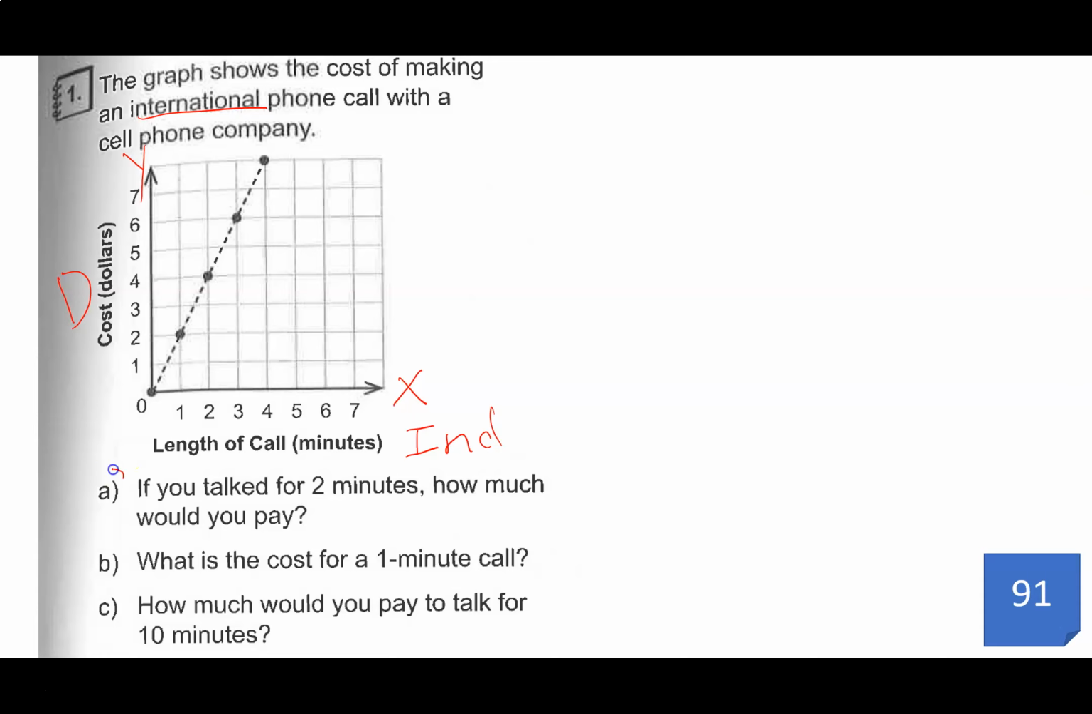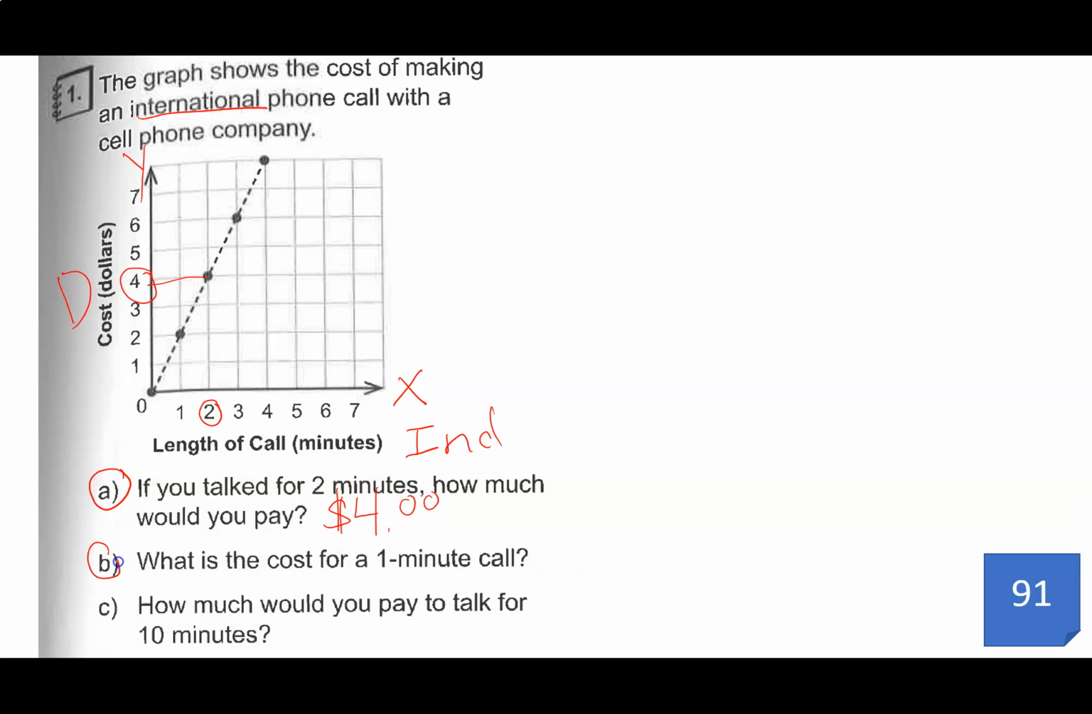Let's read part A together. If you talked for 2 minutes, how much would you pay? All right, remember the length of the call is on the x-axis. Let's find 2, and we can see that a 2-minute call will cost $4.